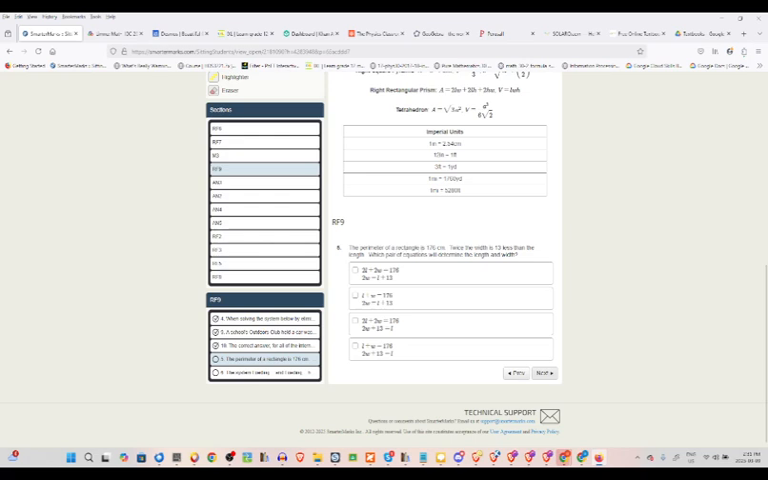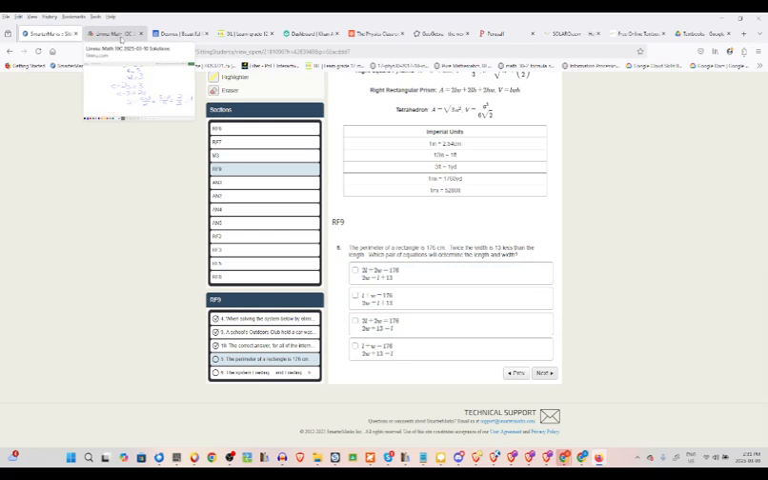Now the perimeter of a rectangle is 176 centimeters. Twice the width is 13 less than the length. So which pair of equations will determine the length and width? So the perimeter is 176. So we have 2L plus 2W equals 176. That immediately gets us to A or C. Let's translate our second sentence into algebra.